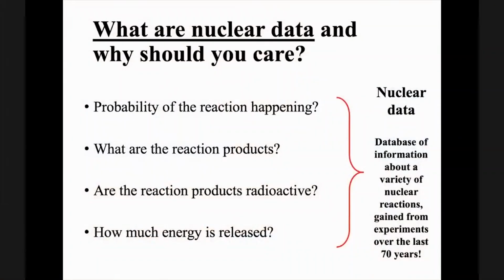And nuclear data, I'd say, is a database of information about a variety of nuclear reactions that scientists have gained from doing experiments over the last 70 years. Every time somebody does an experiment, it contributes to this database of nuclear data that we can then use to model systems like nuclear reactors on Earth and stars up in the cosmos. Now, why should you care about that? Hopefully that's the question that I'm going to answer throughout the rest of my talk.